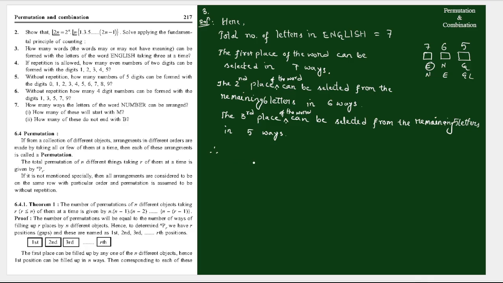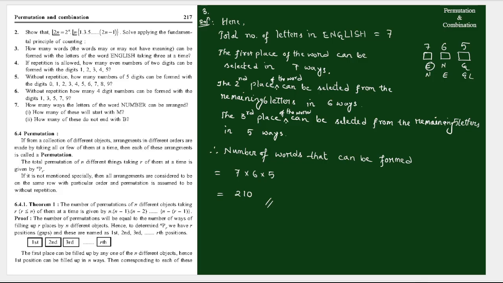So therefore, what was asked? How many words can be formed? So therefore, the number of words that can be formed equals 7 into 6 into 5 equal to 210. This is our answer. Okay, clear.